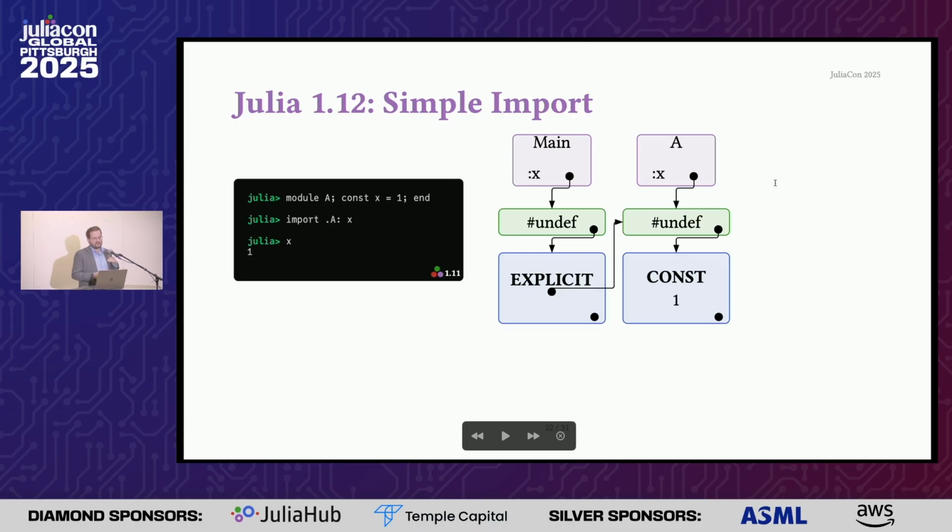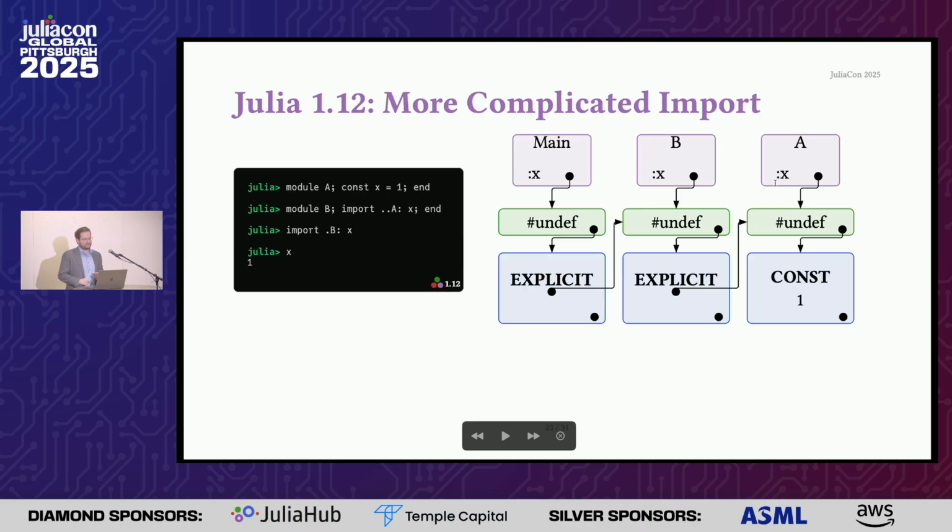Import still basically looks the same, except that it got renamed to explicit, and that the import path is now explicitly represented in the data structure for import. So it no longer jumps all the way to the binding in A. It now goes through each of the bindings in turn. And the reason for that is that it needs to be able to invalidate the binding in main if the imported binding in B changed, right?